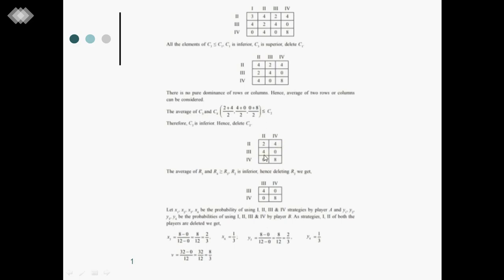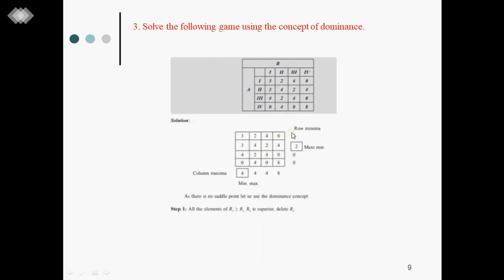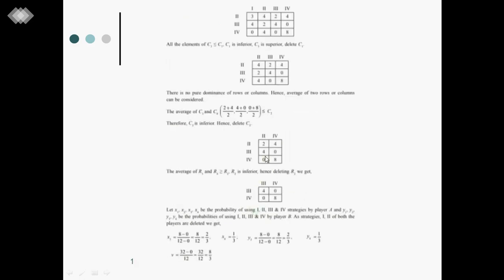Please note that from the row player point of view, 4 plus 0, 0 plus 8, the average of these two will be the same as that of this. So what I said, greater than or equal. Here we have seen greater than or equal. Okay, row dominance, fine. The average of 3 and 4 is dominating 2, hence there is no point of retaining strategy 2, that is deleted. The average of R3 and R4 is greater than or equal to R2. R2 is inferior, hence deleting R2 we get this one, this and this finally.